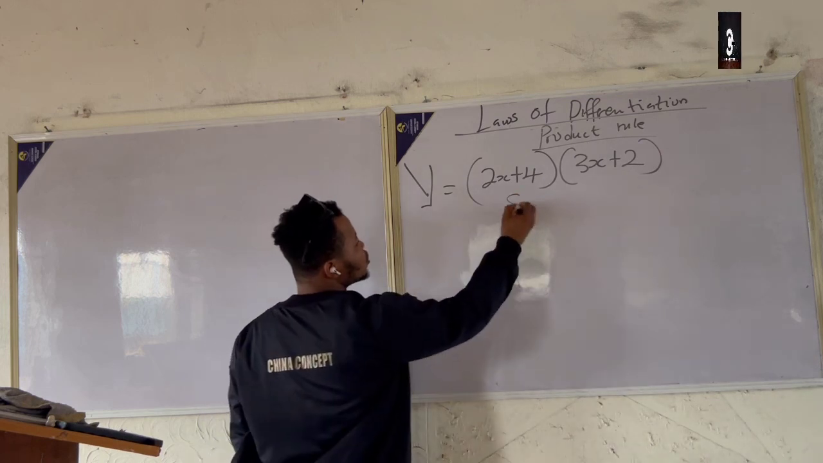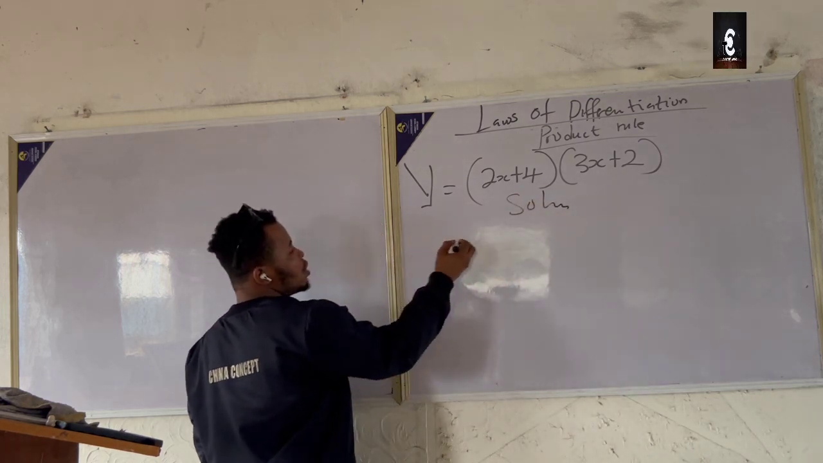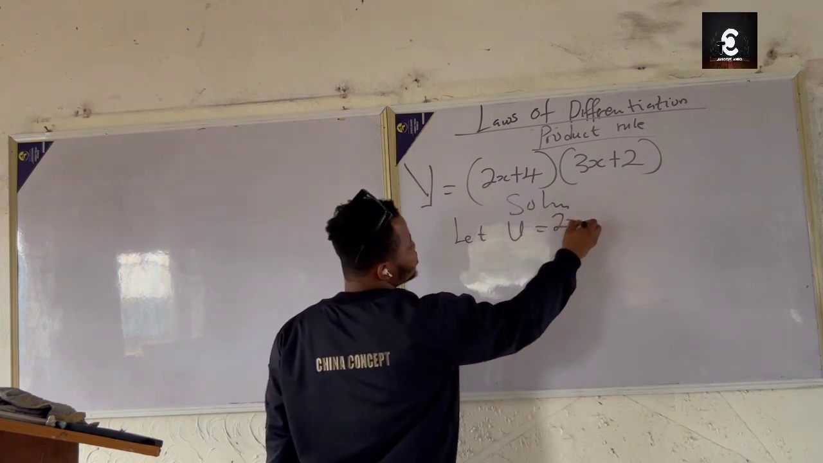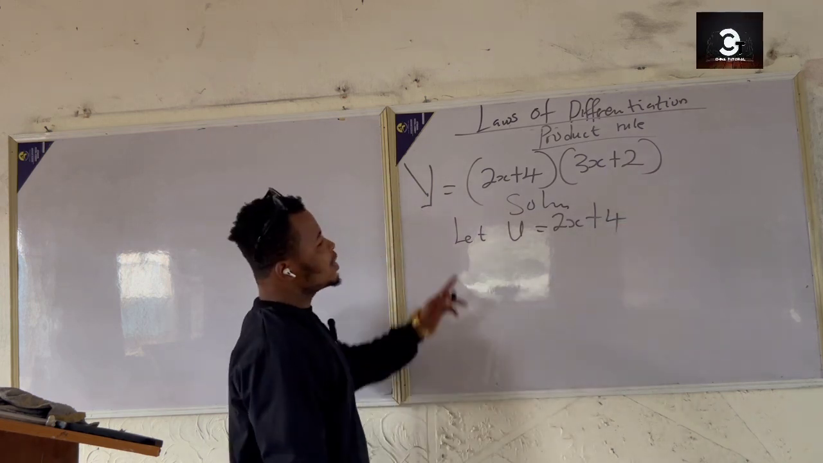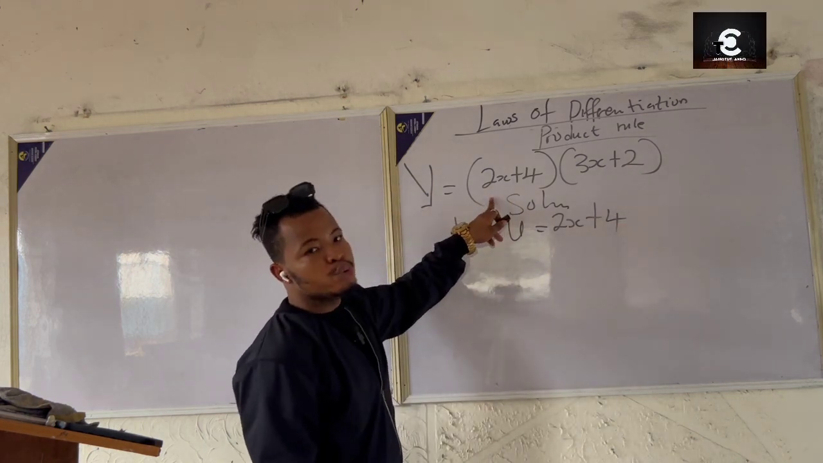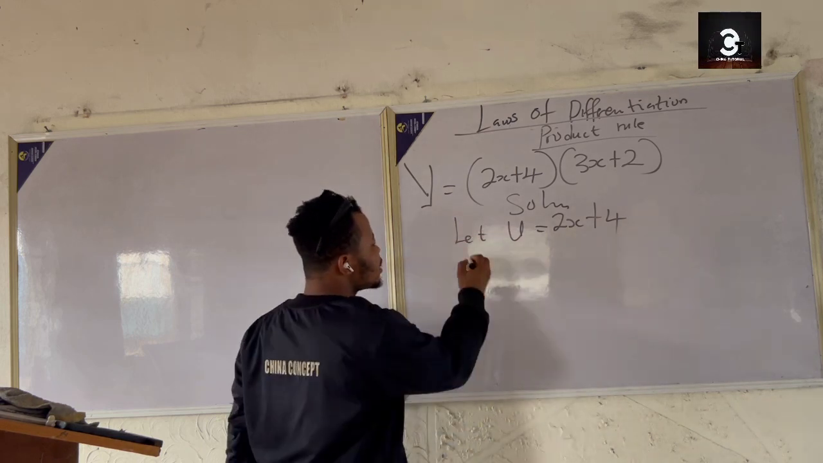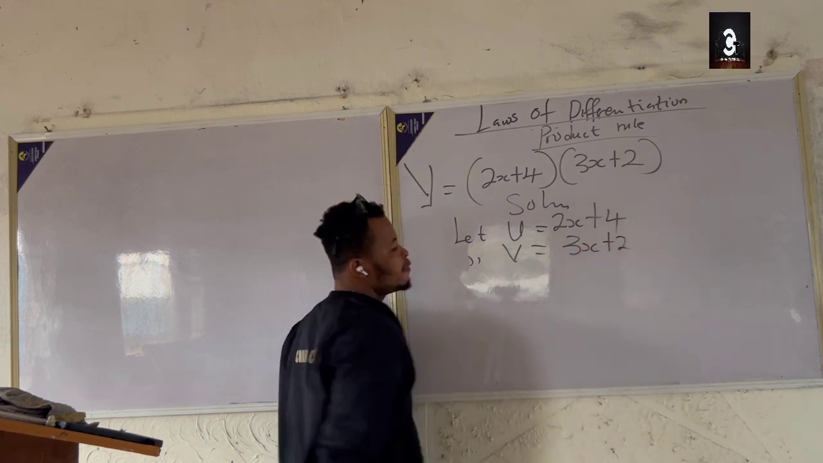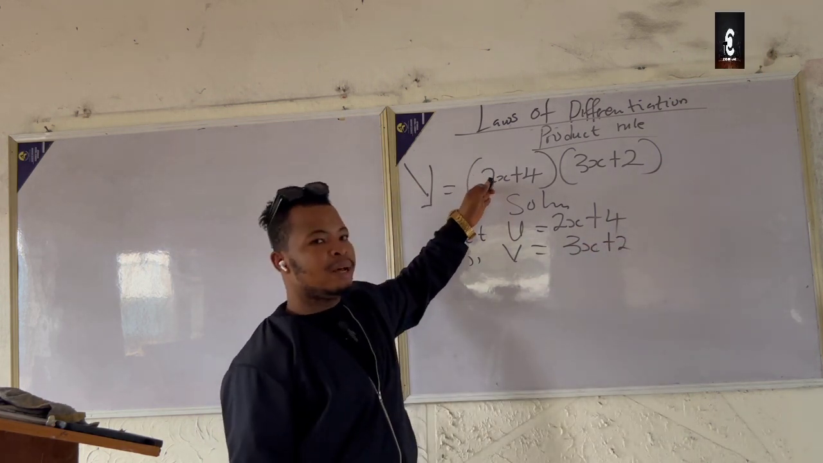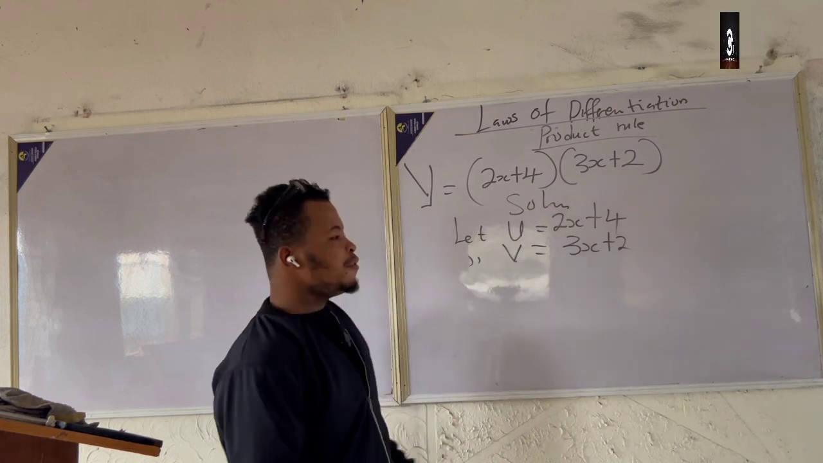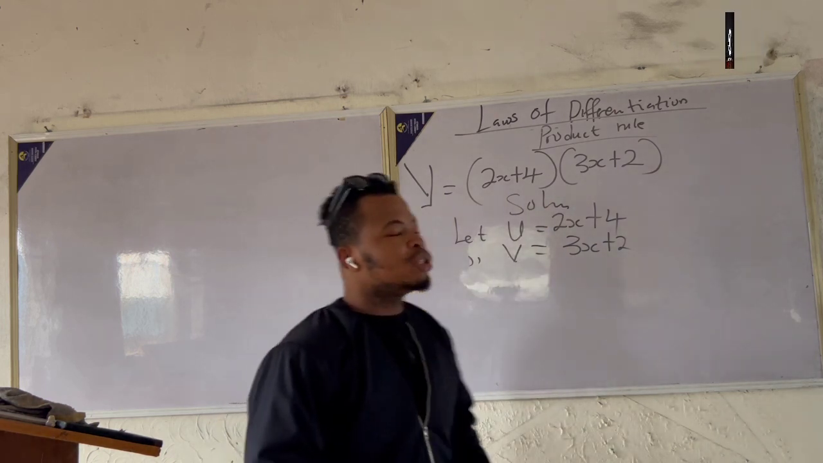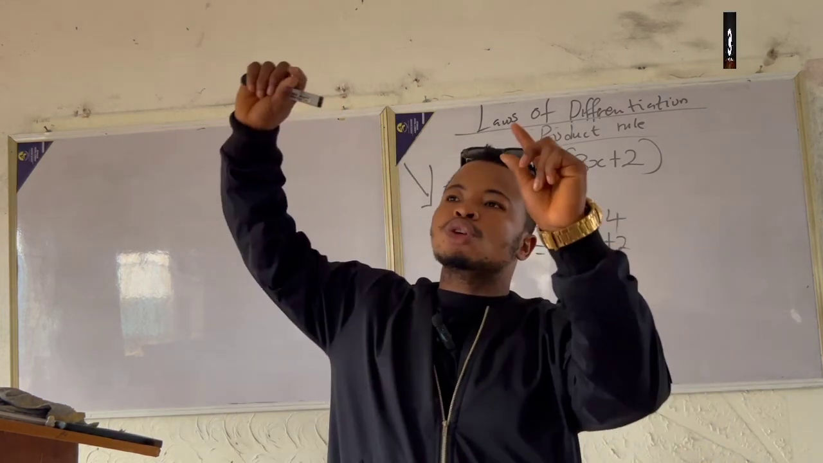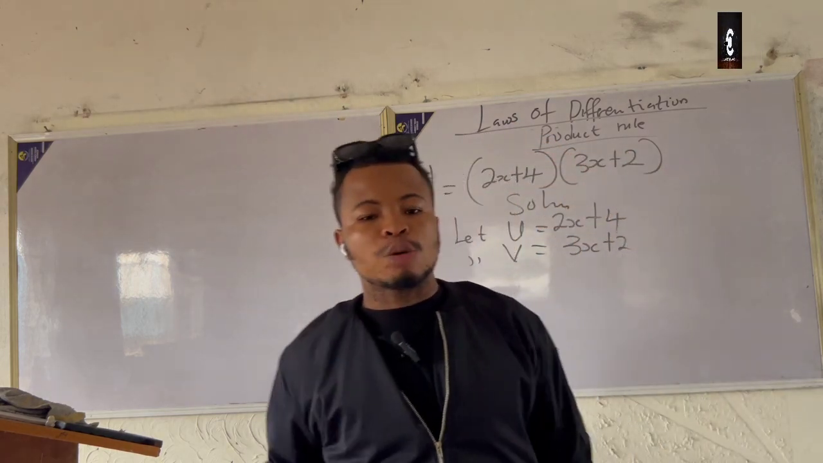Solution. Let u equal 2x plus 4. I'm calling this u. And let v equal 3x plus 2. First of all, let u be this and let v be this. Now, if you've not watched the video on the general method of differentiation, go back to it to understand. What do we normally do? We pick the power on top, multiply by what is below, then subtract 1.